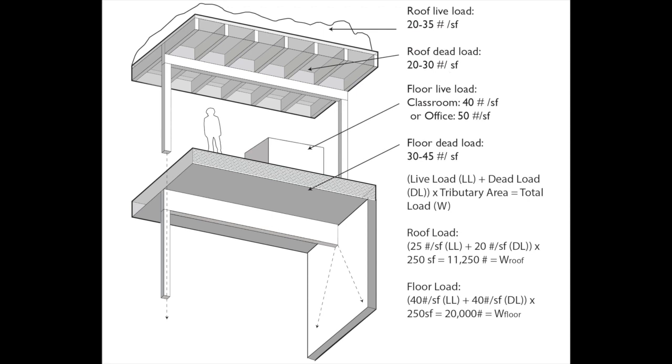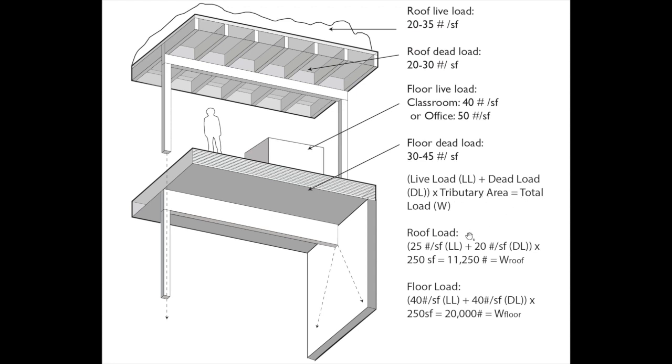Wood is generally lighter than this, but I'm being conservative with a factor of safety in here. There's a floor live load that's based on its occupancy, so you have a classroom and an office. A floor dead load, again, is based on the actual construction, in this case mass timber. You can see, again, it's real heavy, having a factor of safety. What's our total load? It's the live load plus the dead load times the tributary area.